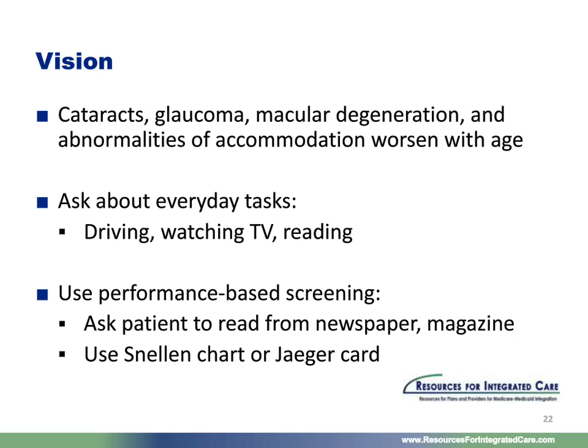And then performance-based testing, I mentioned earlier about the headline and single line from a newspaper or a magazine. And if there are difficulties there, that would trigger an assessment using the Snellen chart, which is typically placed on an office wall, or a Jaeger card, which can be just placed in front of the patient to determine what their visual acuity is. And if there are visual acuities below a certain point, perhaps less than 20/40, that with corrective lenses, that may trigger referral to an ophthalmologist or an optometrist, particularly if they have one of the disorders listed at the top of this slide. Next slide.